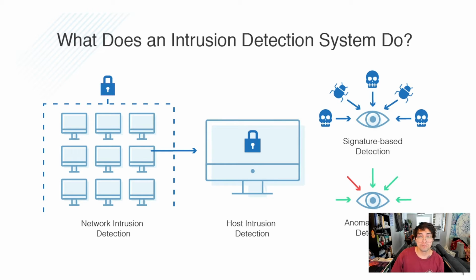There are a few different things intrusion detection systems can do. They can detect intrusions in your network. They can be set up on your host computer. They can do signature-based detection, so certain patterns or protocols that might occur, they can detect those. And then anomaly-based detection is detecting things that are outside of the normal processes for your network.